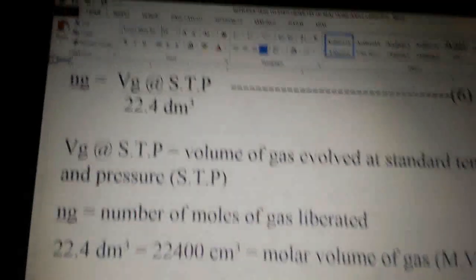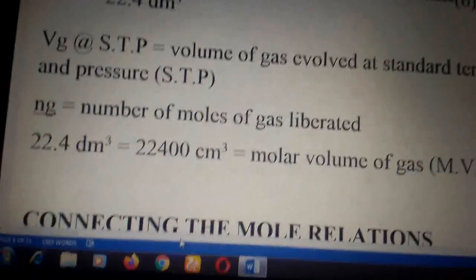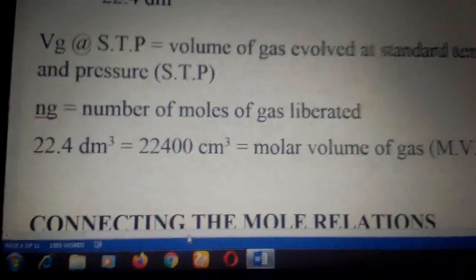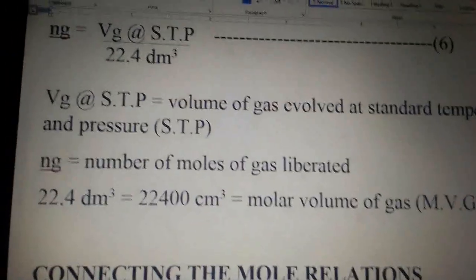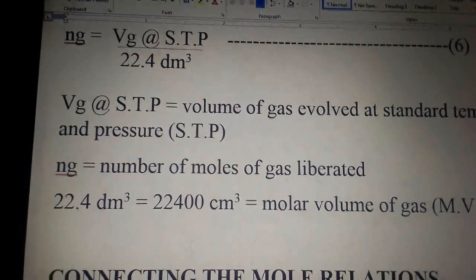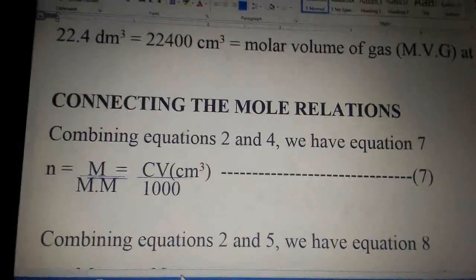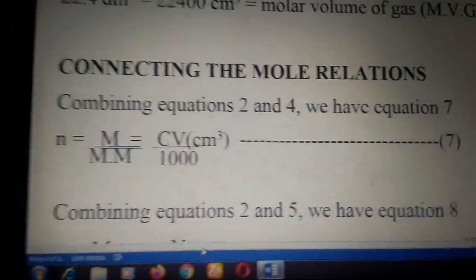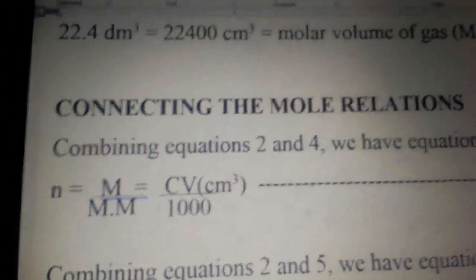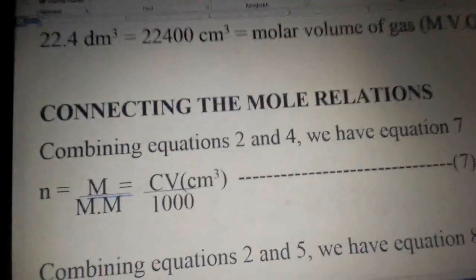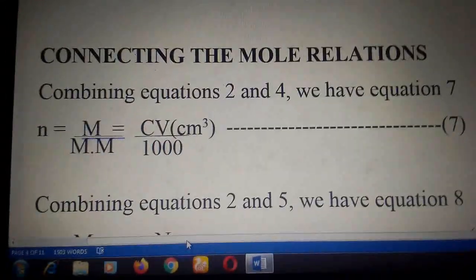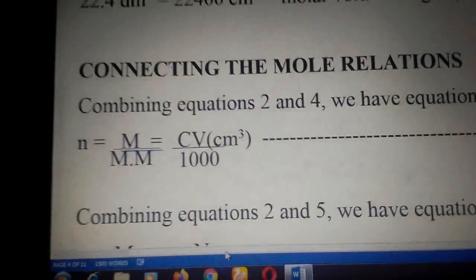But the volume is in cm³, Vg is in cm³, so we'll convert 22.4 to cm³ by multiplying by 1000, so that the volume units are uniform. Okay. Then let's look at connecting the mole relations. We have different formulas for number of moles. Each of the formulas we described, equations 1 to 6, represents number of moles, so we can connect any of them.